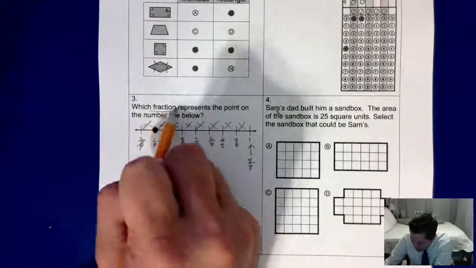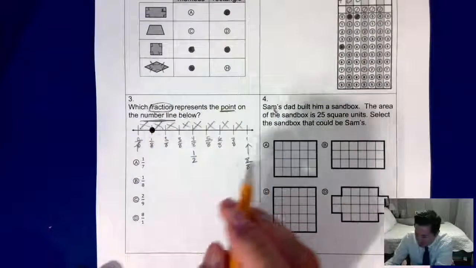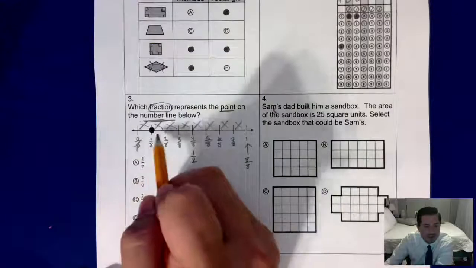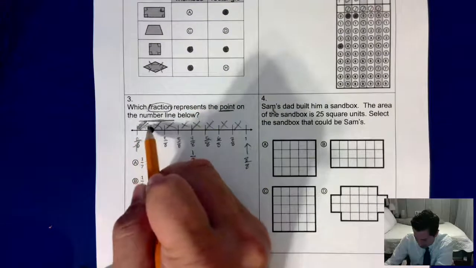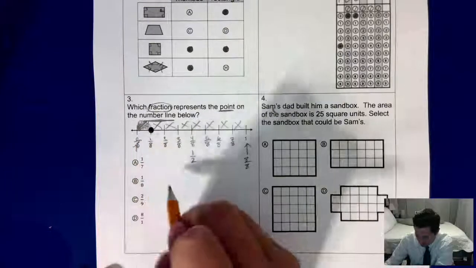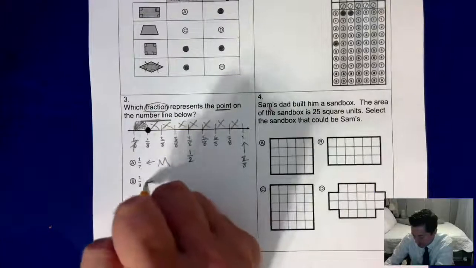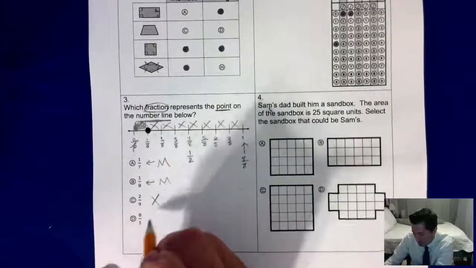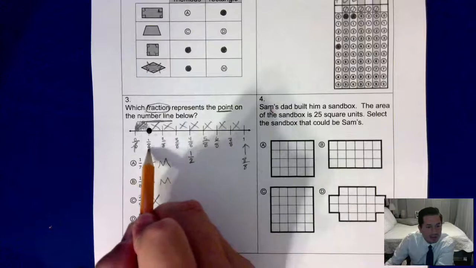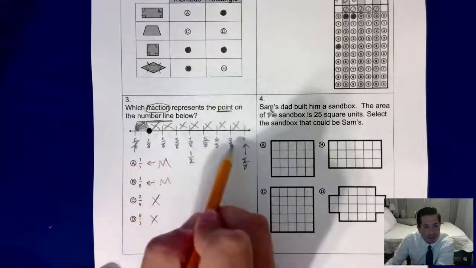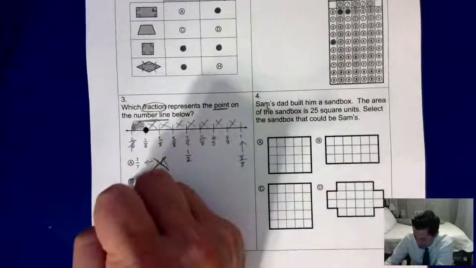So which fraction represents the point on the number line below? So remember, a fraction has to have a numerator. This numerator is how many shaded pieces, so I could shade this first piece. 1 is in the numerator, so this could be it. Maybe, no, and no. So now it's down to A and B. 8 will be in the denominator because that's how many pieces are in this whole. And so it's not A, it has to be B.